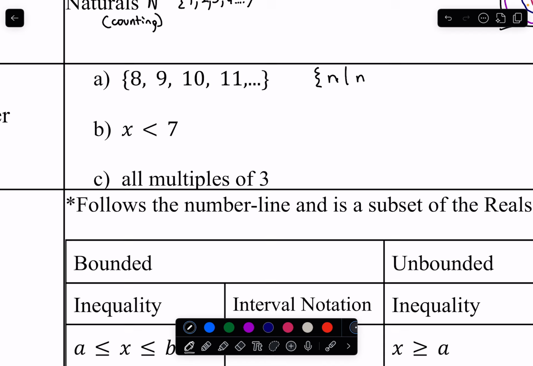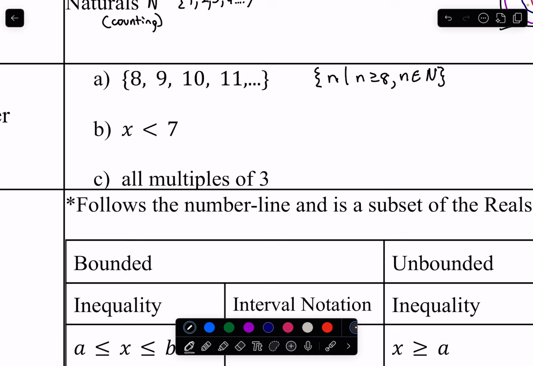Well, n is greater than or equal to 8, but n is, let's call it an element of the counting numbers, the natural numbers, okay? You could have just as easily called it the integers as well. Any number greater than or equal to 8 in the integers would have been included. So there's lots of ways to write these and still be correct.